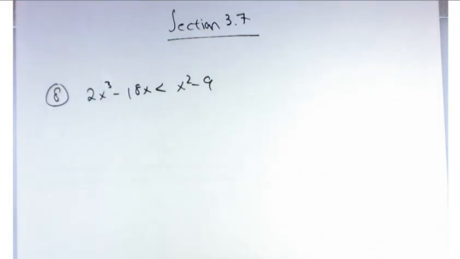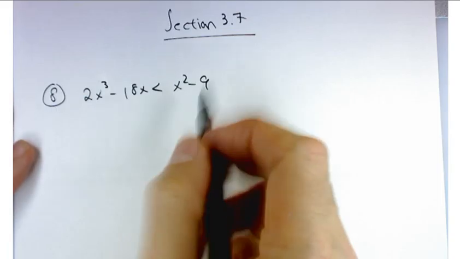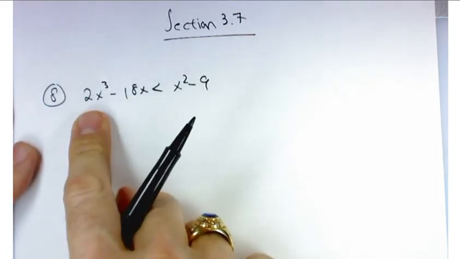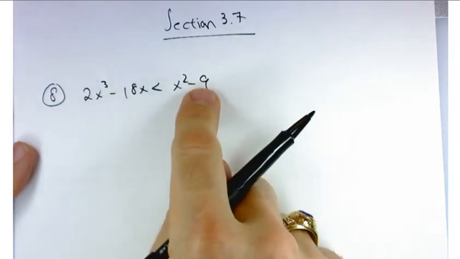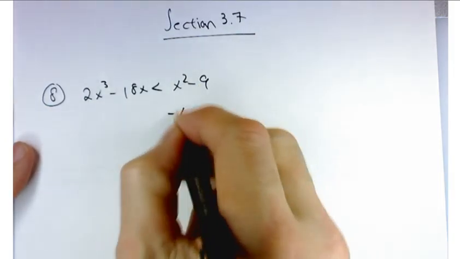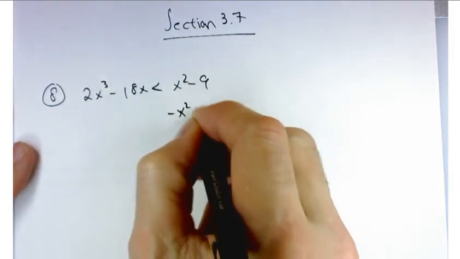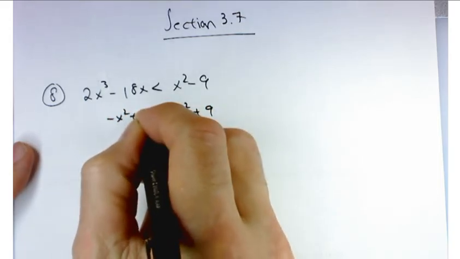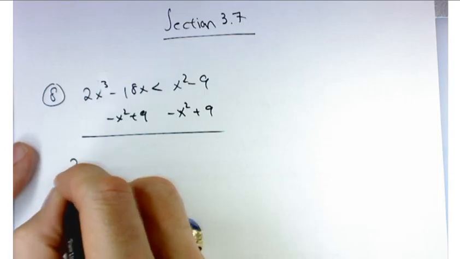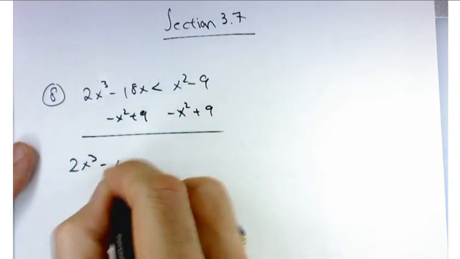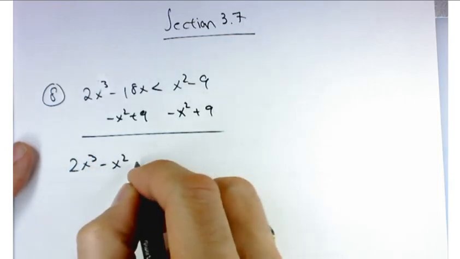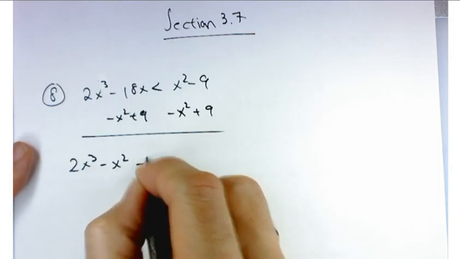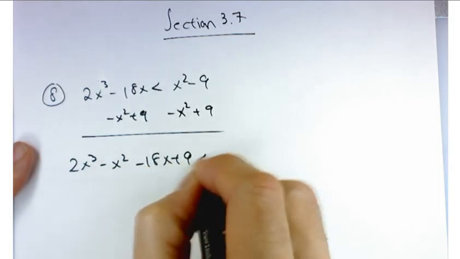The first thing to do on these types of problems is to get 0 on one side. I guess I want to keep this leading coefficient positive, so I'll move everything to the left-hand side. So subtract x squared and add 9 to both sides. It gives me 2x cubed minus x squared minus 18x plus 9 is less than 0.